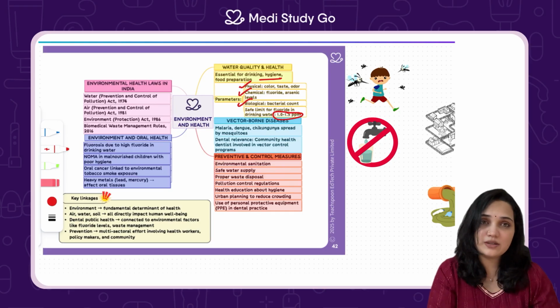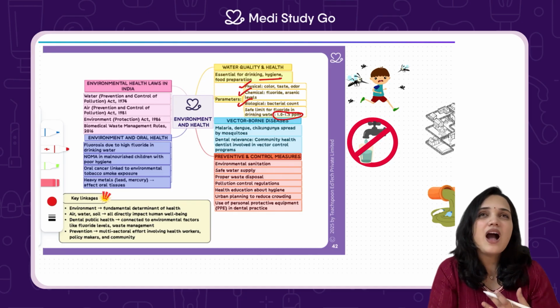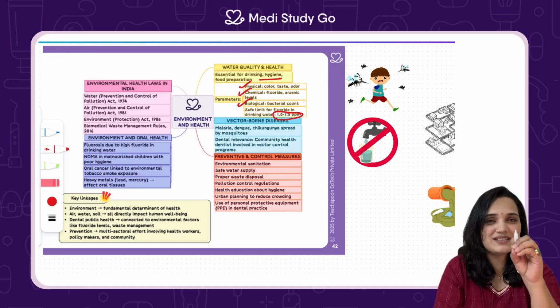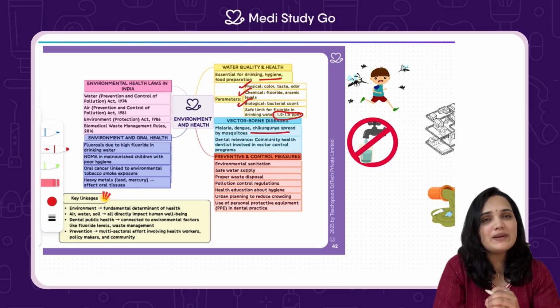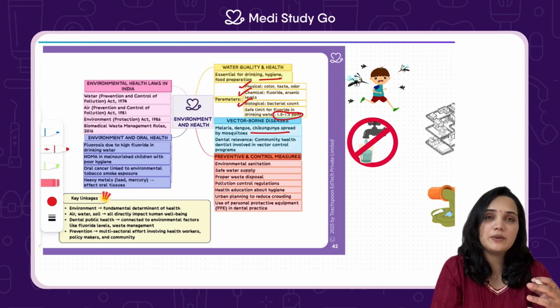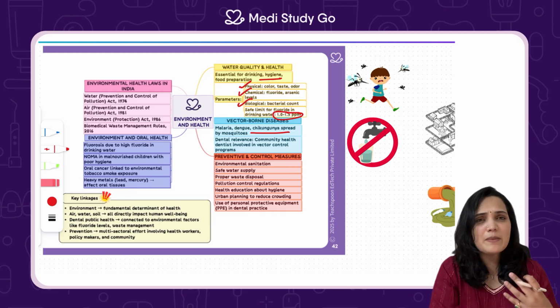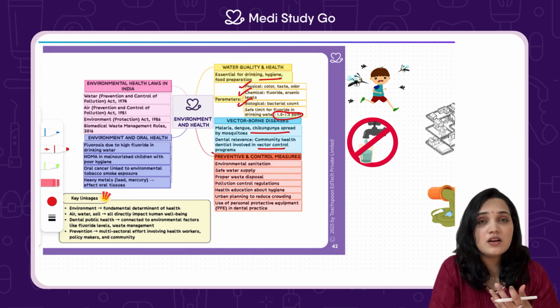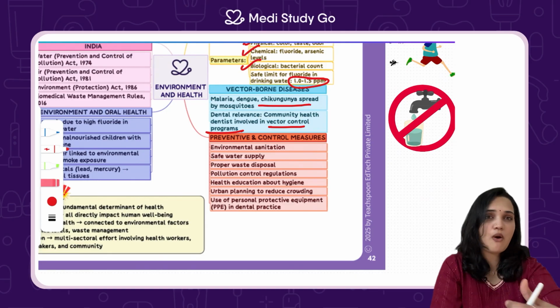Then come vector-borne diseases. Environmental conditions also influence vector-borne diseases. Mosquitoes breed in stagnant water and spread diseases like malaria, dengue, and chikungunya. Public health professionals have a very important role to play. They may participate in vector control and community awareness programs. We should not think of it as something out of our purview.